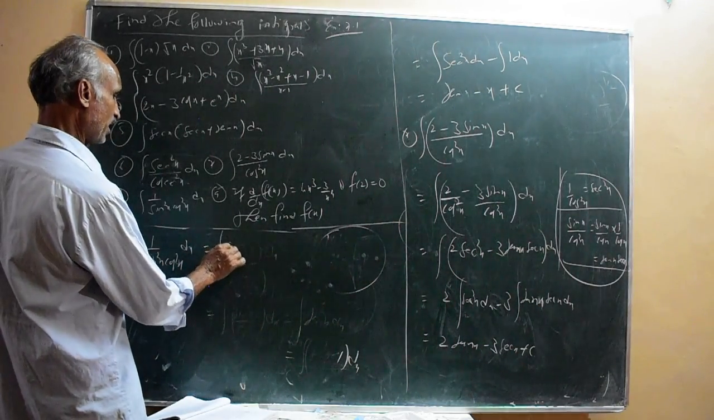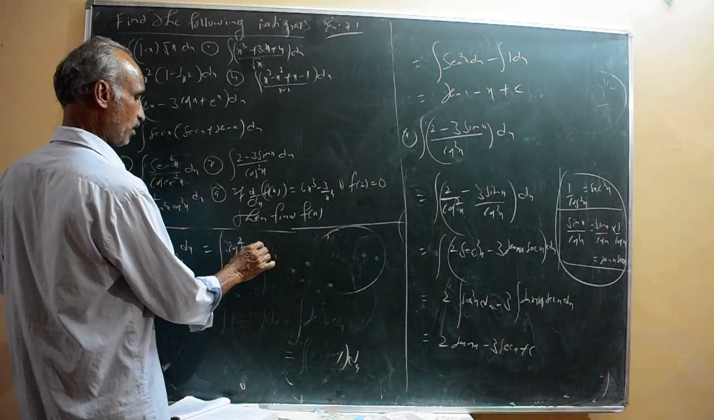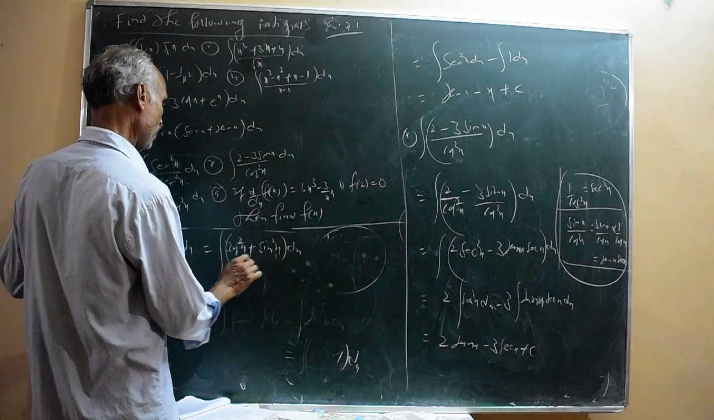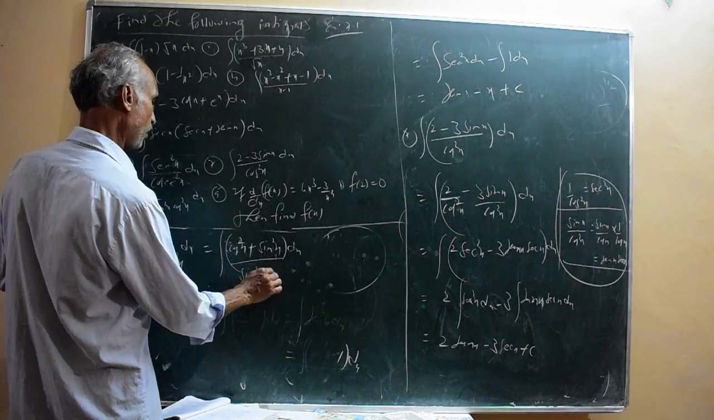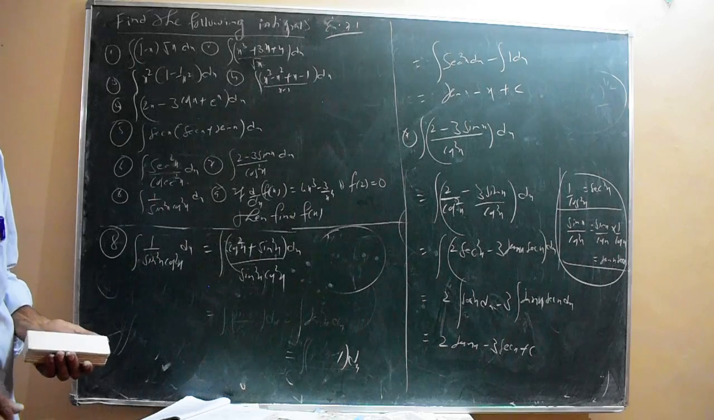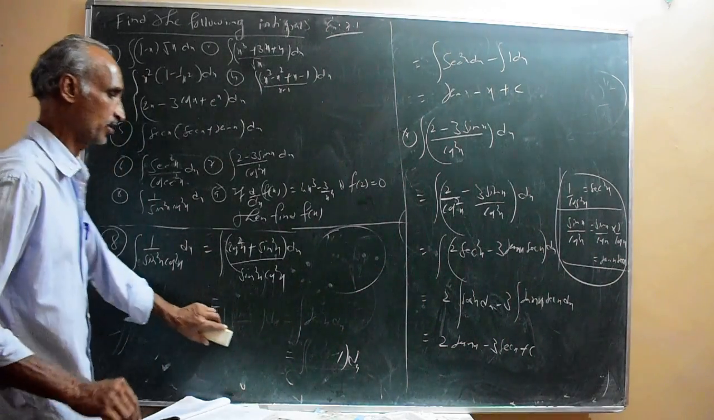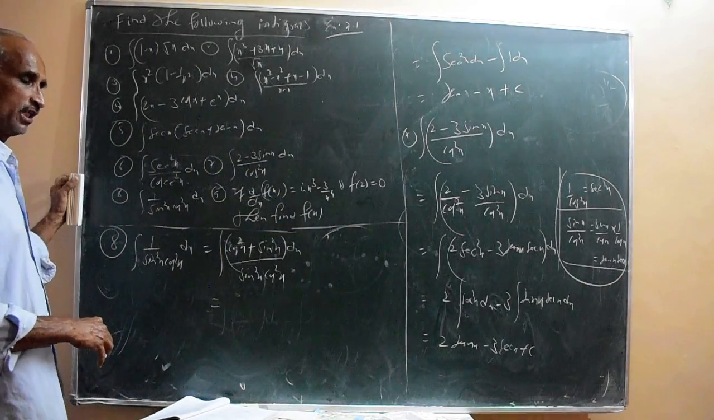One I can take as sin square x plus cos square x, or cos square x plus sin square x. It does not mean that wherever one is there you have to take sin square x plus cos square x. Not like that. But for this problem that substitution works. That is the manipulation of the integrand.